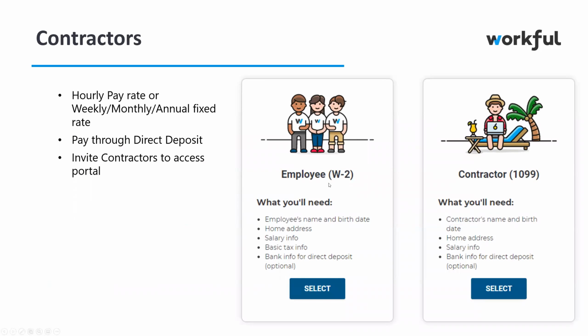Number two, maybe the biggest change we've had is adding these contractors to the payroll run and also the ability to pay them via ACH. So anytime you add a team member, it's going to ask you which one, if you're adding a W-2 or a 1099, it's going to give you a breakdown of the information we'll need. And then we'll give you that option to pay them through direct deposit. Also have the ability to invite contractors to access a contractor portal.